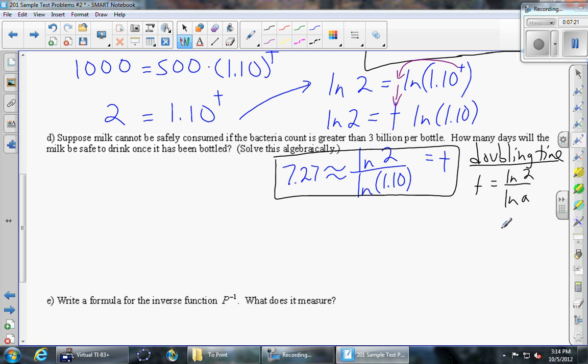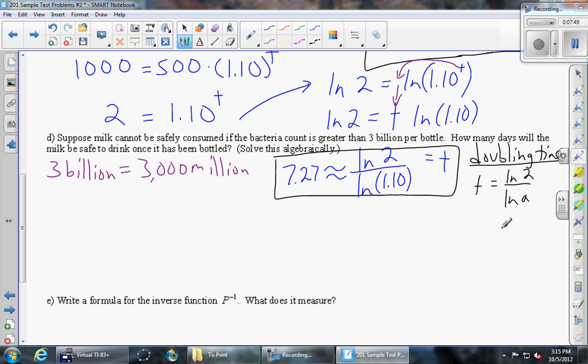B. Suppose milk cannot be safely consumed if the bacteria count is greater than 3 billion per bottle. How many days will the milk be safe to drink once it has been bottled? Solve this algebraically. Okay, first thing we need to do is convert that 3 billion. Everything we've been doing with this function has been in millions. So the question is 3 billion is equal to how many million? And the answer is 3,000.